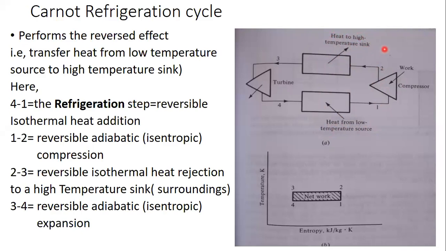In the case of a household or kitchen refrigerator, the surroundings means a high temperature. It will be the surrounding atmospheric air which surrounds the refrigerator, and at the same time it will be at a higher temperature compared to our freezer compartment. So here the arrow shows away from the system, which means heat is rejected to the high temperature sink, for example our surroundings itself. So now the working fluid has rejected the heat. It has lost energy, its energy is reduced.